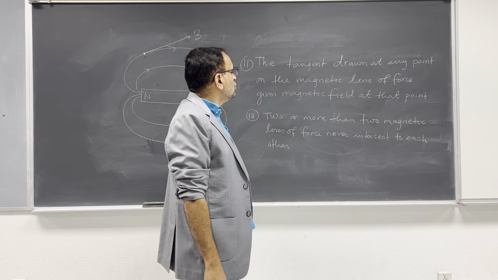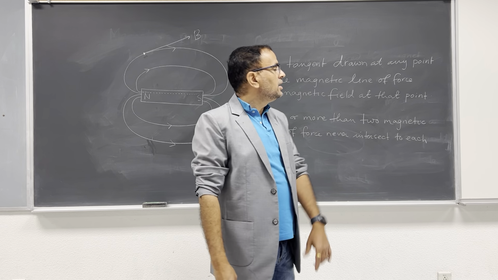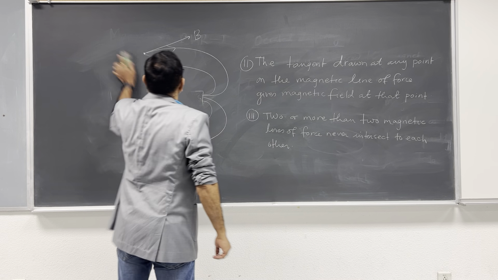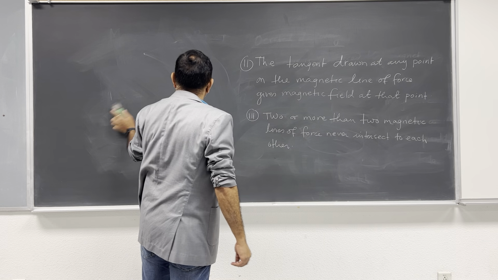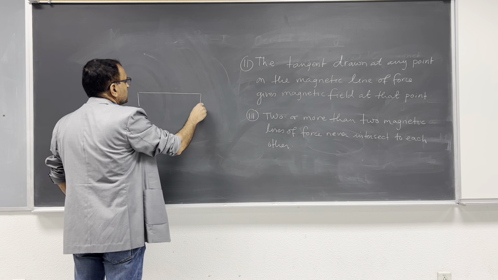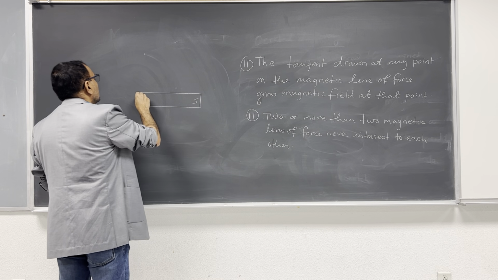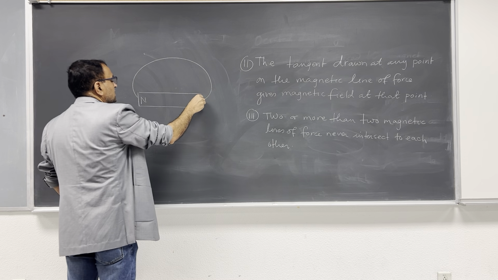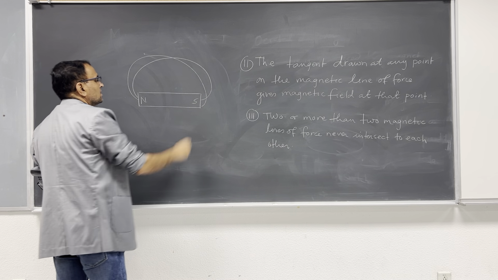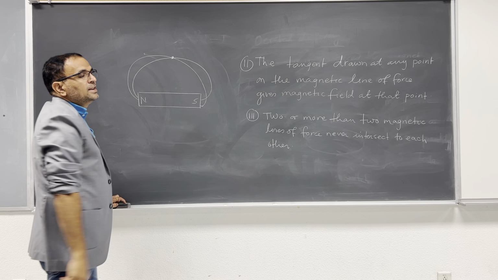Two or more magnetic lines of force never intersect each other. Why? Because it is like this. If you draw magnetic lines of force, let's say one magnetic line of force is this, and another magnetic line of force you draw like this, look, these two lines of force intersect right here.